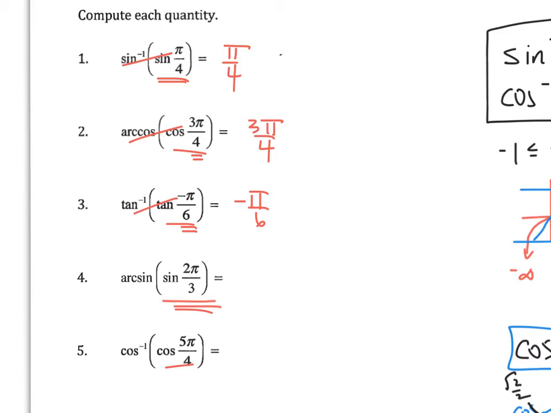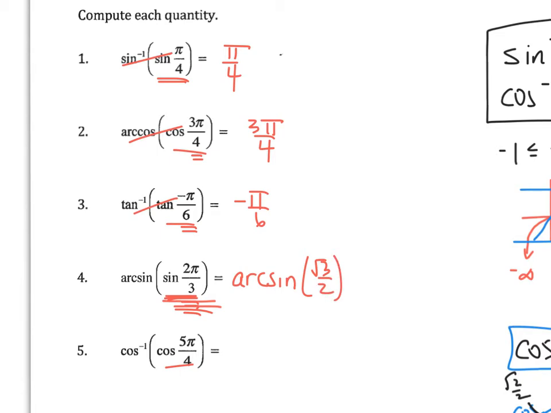How are we doing? Okay? Good. So now we get to number 4. Is 2 pi over 3 between negative pi over 2 and pi over 2? No. Okay. So think about it this way. If I need to do it the long way around, what is sine of 2 pi over 3? Use your unit circle. Root 3 over 2. All right, so basically this is saying find arc sine of root 3 over 2.